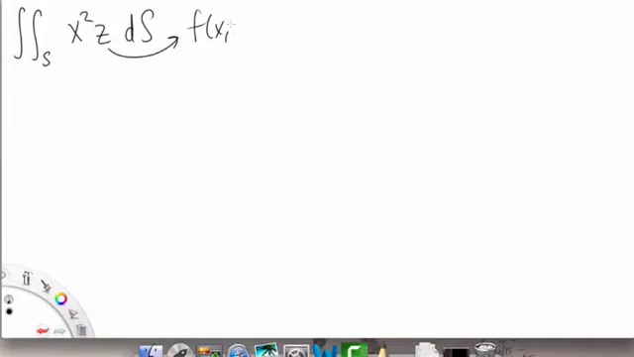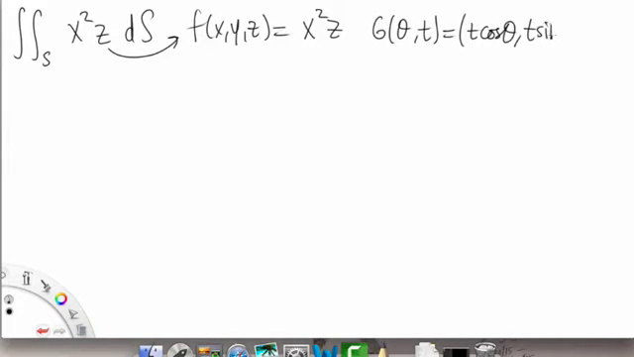So part B asks us to find the surface integral, but this time our f of x y z is this thing, and then dS, of course. So this is f of x y z, that is equal to x squared times z, all right? And again, we have our same parameterization we're working with here. So that'll just be our t cosine theta, t sine theta, and t, because, just as a reminder, this is the parameterization for a cone, okay?